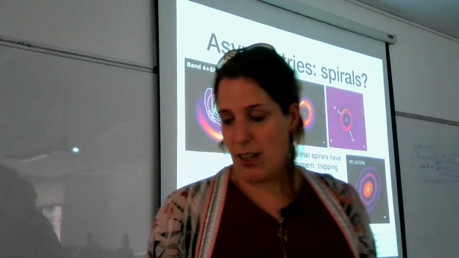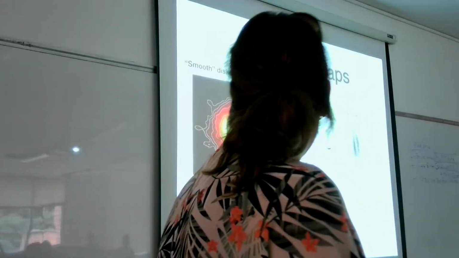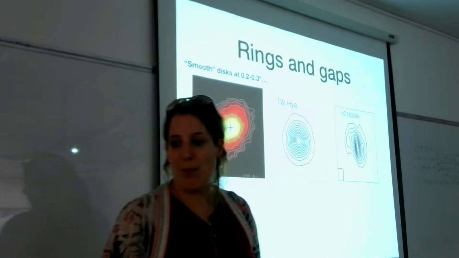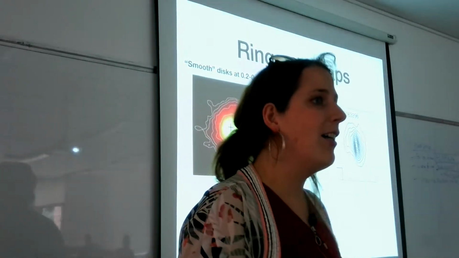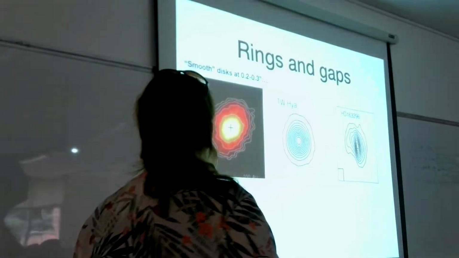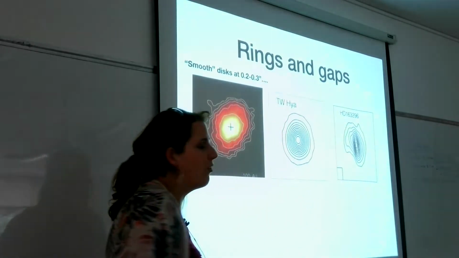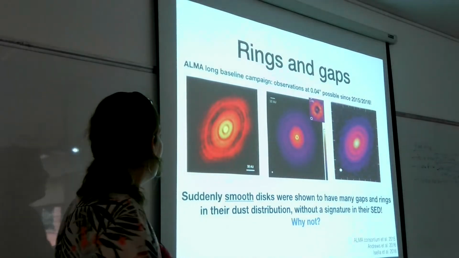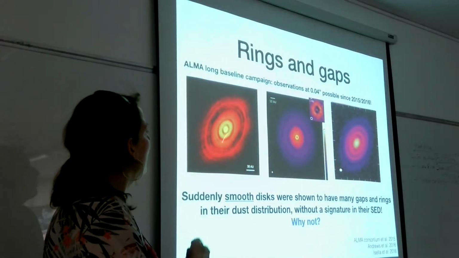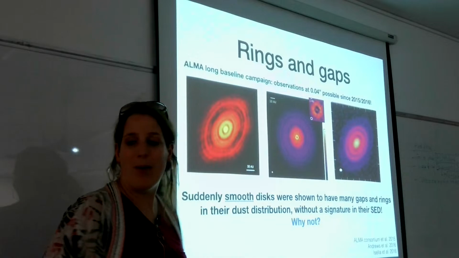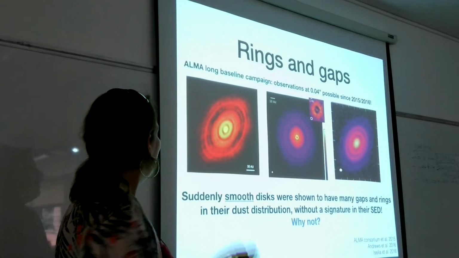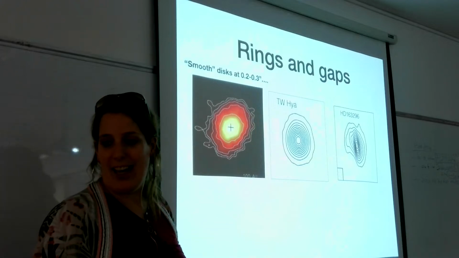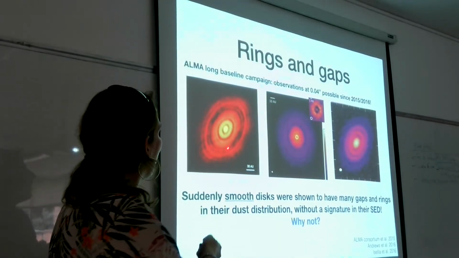Okay, so I've talked a lot about transition disks. Now I want to talk about more general gaps. You may remember some of these old images of disks observed at low resolution. They appear to be smooth. And with higher resolution, they turned out to have gaps and rings. HL Tau is probably the nicest example here. This is how HL Tau used to look, and now we know that it actually looks like this.